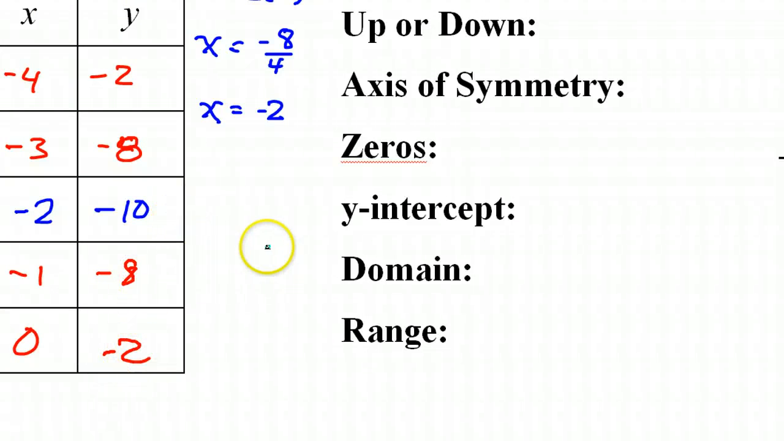Now the vertex is right here in blue: negative 2 comma negative 10.